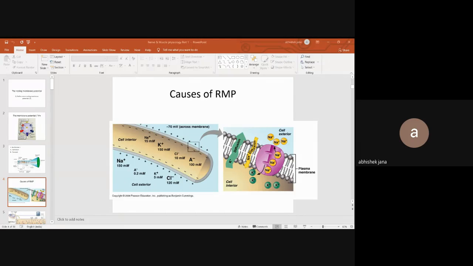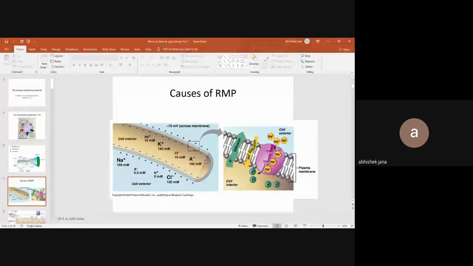Watch it very carefully. If you see, the intracellular and extracellular concentrations of sodium, potassium and chloride are different. Yes or no? Is it so or not? This is millimole per liter. It is representing millimole per liter. So you can see over here.